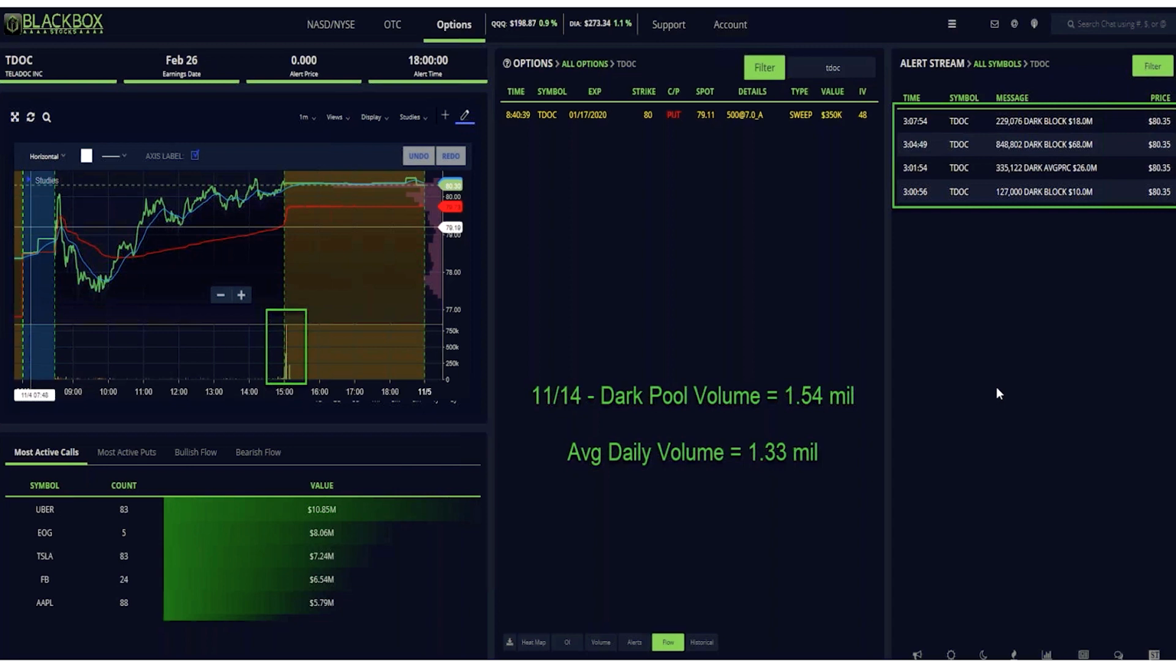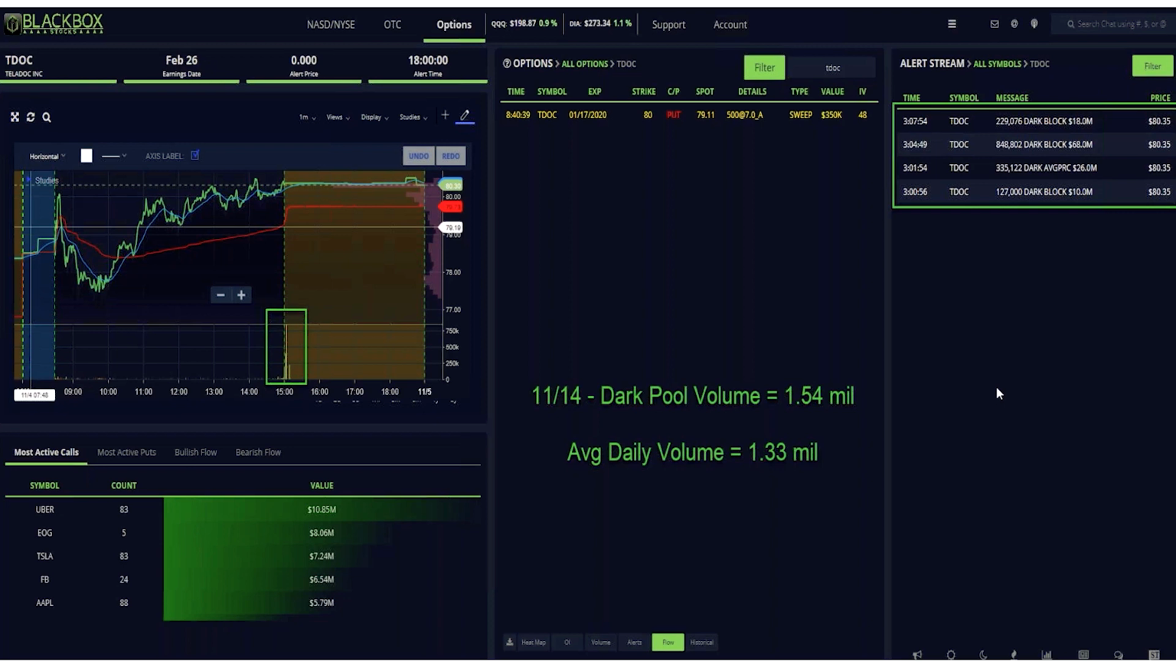This is one that I'm really interested in because last night after the market closed, we got 1.54 million in prints. Average daily volume in this stock for a whole day is 1.33 million. So in just the aftermarket's activity yesterday, you surpassed what your average daily volume is. There is something to be mindful of there. There is something that is notable.